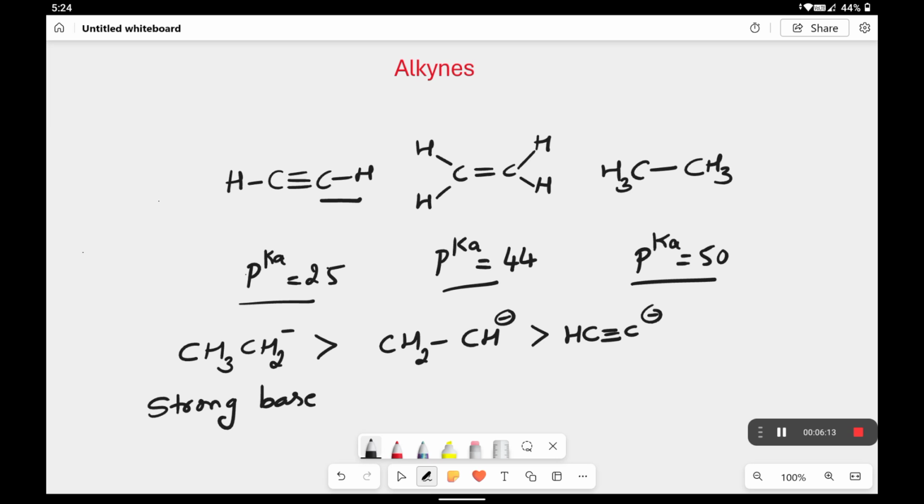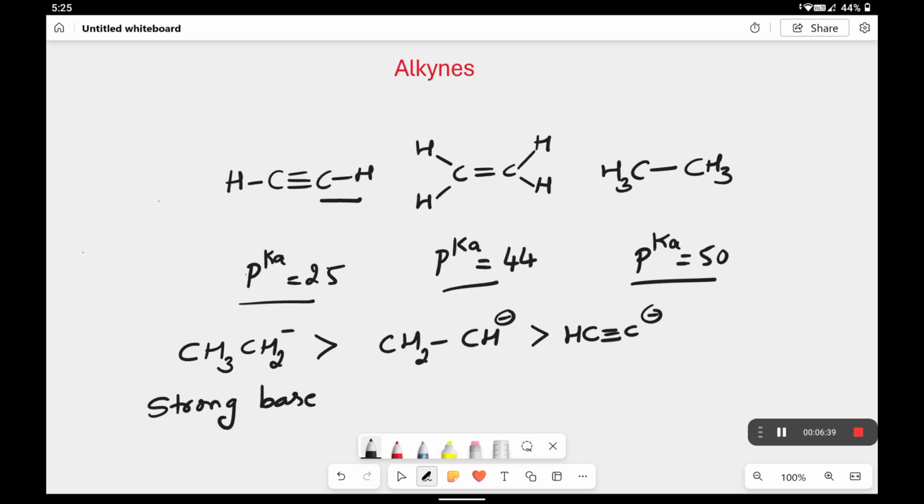When you talk about acetic acid, the pKa value is around 3. Which one is the lowest value, -7 or +3? -7 is the lowest value. That is why, as the pKa value decreases, the acidity increases. Here we have taken ethylene, acetylene, and ethane.